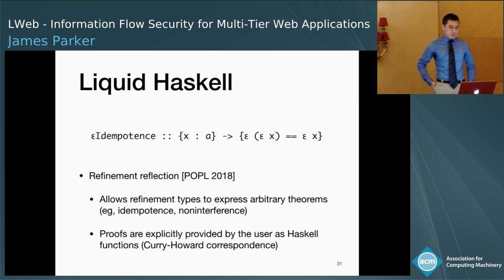From work last year, this added refinement reflection to Liquid Haskell. This allows refinement types to express arbitrary theorems. So for example, we have an idempotence theorem on the erasure function. The erasure function is just a regular Haskell function, and we have a theorem that the erasure of the erasure equals just the erasure. And proofs in Liquid Haskell are explicitly provided as Haskell functions.